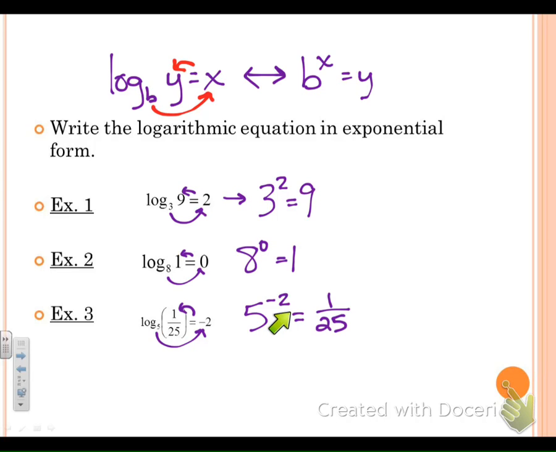And wait a second, does that make sense? 5 to the negative second power, well, 5 squared is 25, and that negative gives us a reciprocal. So this is the other form. All right, next examples.